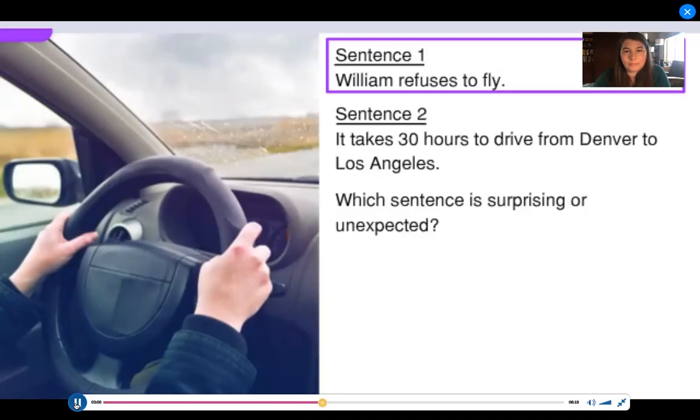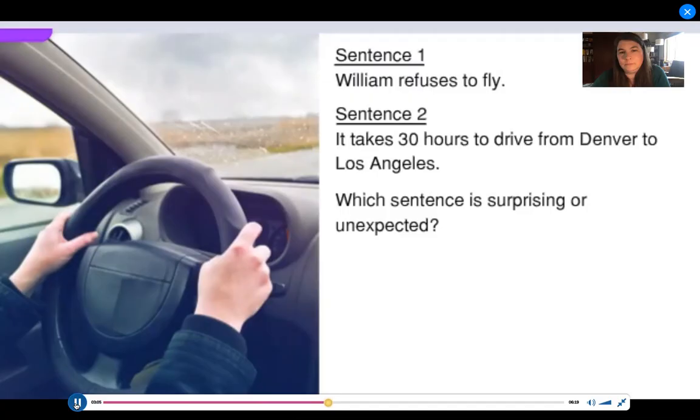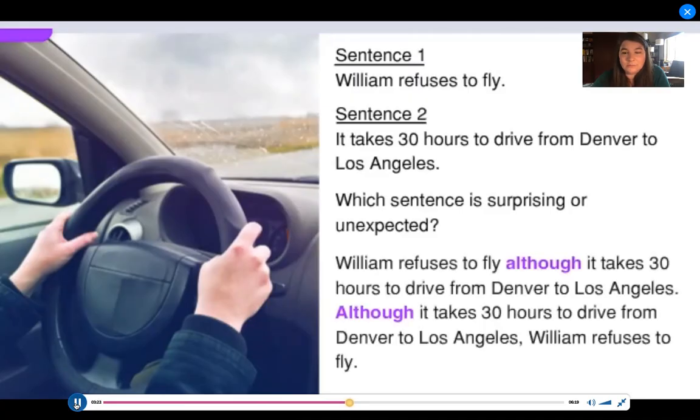Sentence 1 contains surprising, unexpected information. Sentence 2 contains information that is generally known. Now use although to combine the two sentences. Although it takes 30 hours to drive, William refuses to fly. William refuses to fly, although it takes 30 hours to drive from Denver to Los Angeles. Or, Although it takes 30 hours to drive from Denver to Los Angeles, William refuses to fly.